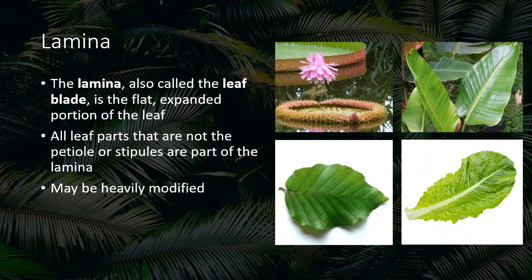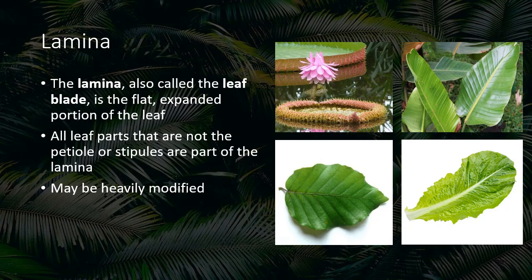The lamina is also called the leaf blade, and that's the flattened, expanded portion of the leaf. A lot of people get confused and think that the leaf blade is the edge of the leaf. That is not the case. The lamina or the leaf blade is the flat portion of the leaf that is capturing light for photosynthesis. Okay. All leaf parts that aren't the petiole or stipules are all parts of the lamina. So, for example, the veins are part of the lamina, the cuticle is part of the lamina, the epidermis, etc.